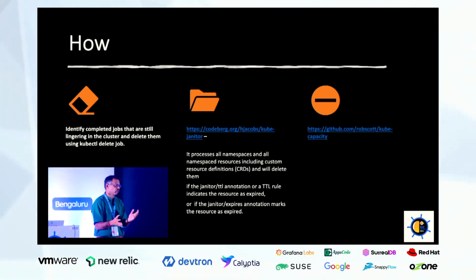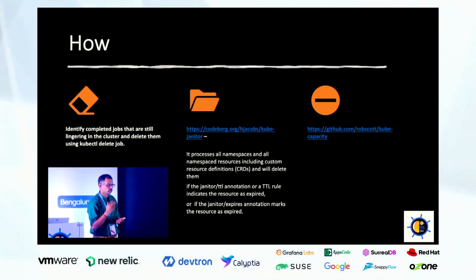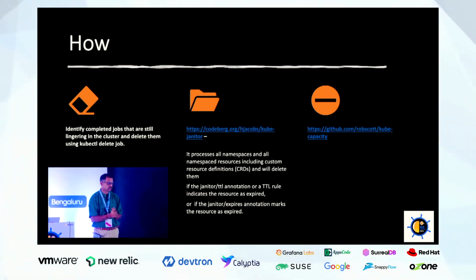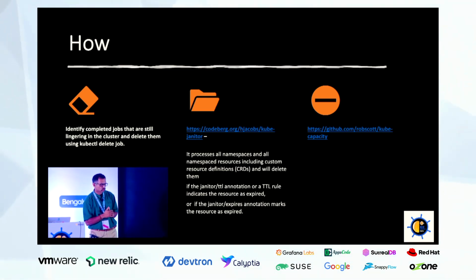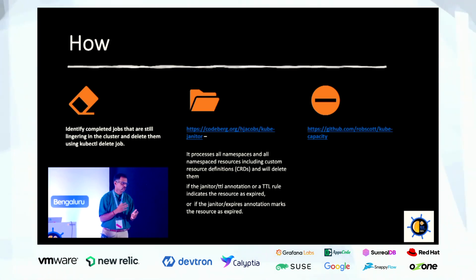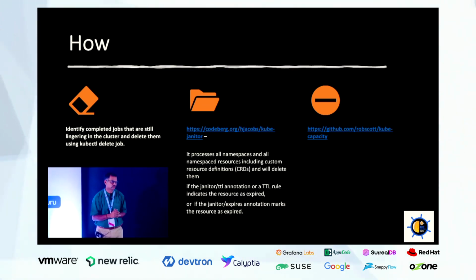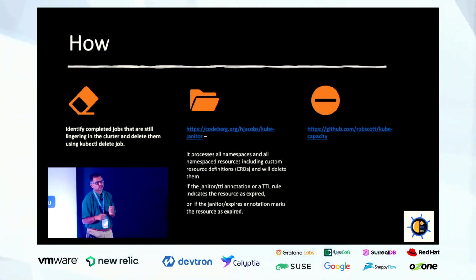I mean, these are small things, but as your number of clusters increases, as your number of nodes increases, beyond 100, beyond 200, it becomes a maintenance nightmare. So that's where you go into usage of these things. There is also an open source part that you can use with kube capacity and kube janitor, which will basically help you to automate some of these things, right?